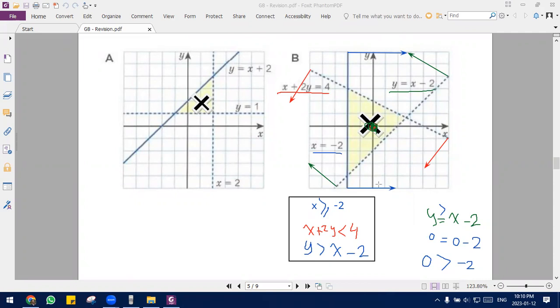So these three equations represent this region here that we have. That is common for all the three regions. Next question.